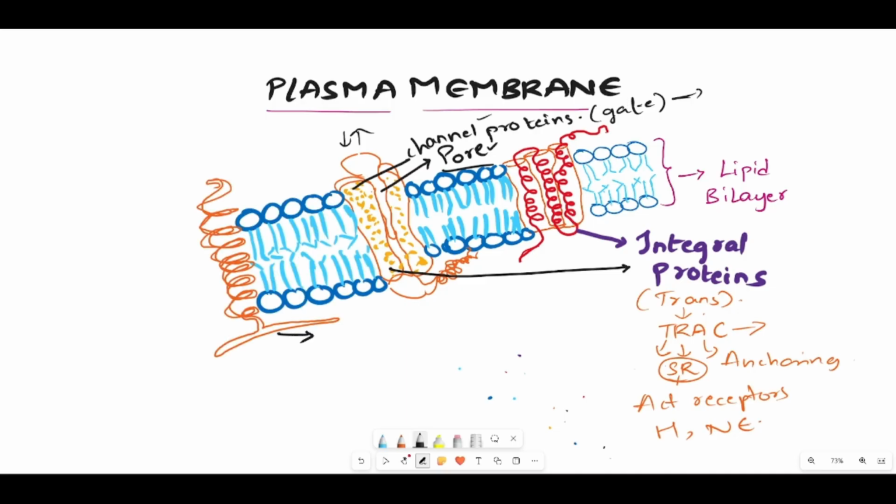Now, there is another part. This one we will be calling a peripheral protein. To remember the functions of this peripheral protein, just remember SSCT. It is useful for supporting, it is used for signaling, it is useful for communication and also for transportation. So these are the important functions of the peripheral protein.